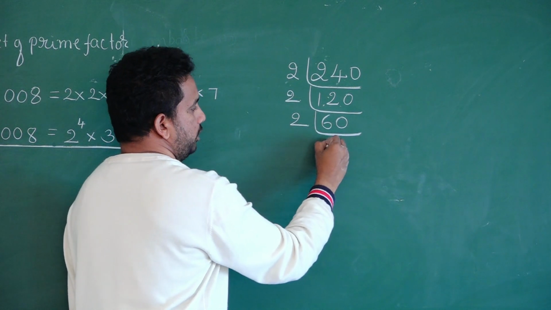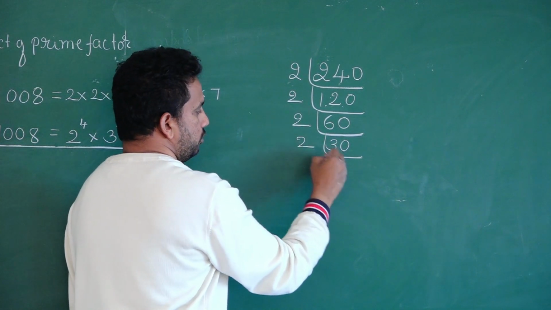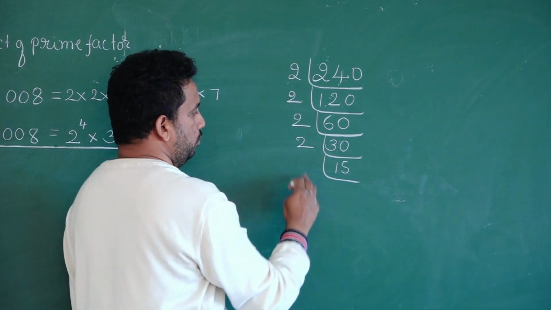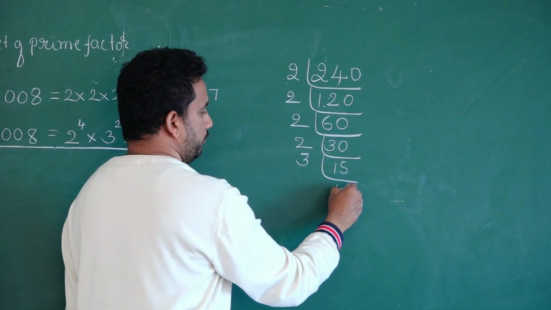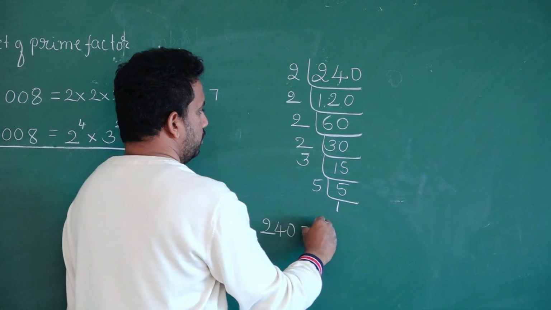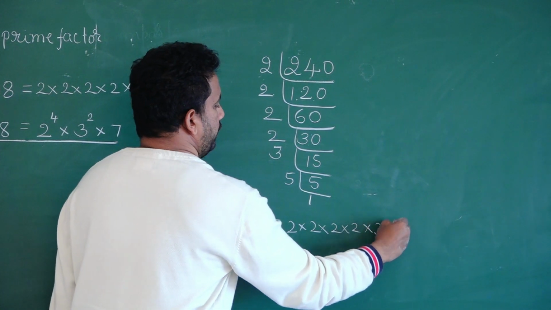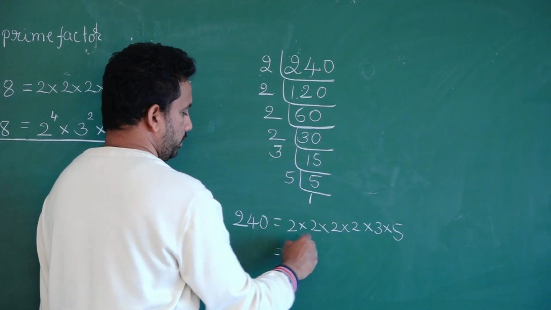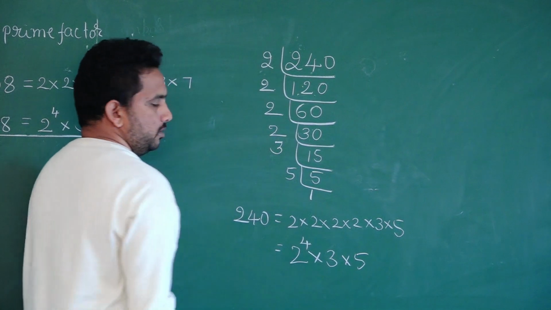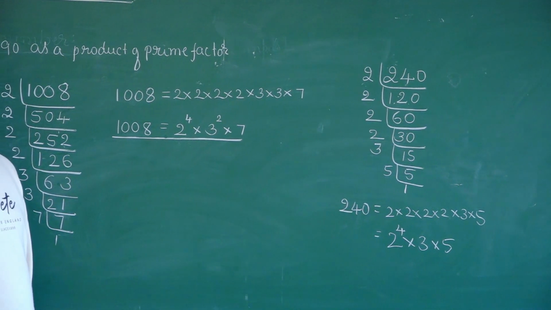Divisible by 2, so 2 threes are 6, 2 sixes are 12, then it is also divisible by 2. So 2 times 15, 15 twos are 30. Then 15 we cannot divide by 2, so therefore we can take 3. 3 fives are 15, then 5 ones are 5. So therefore 240 we can express as 2 into 2 into 2 into 2 into 3 into 5. So you can express 2 to the power of 4, because 2 is there 4 times, then 3 into 5. So like that 240 we can express in the form of prime factors.